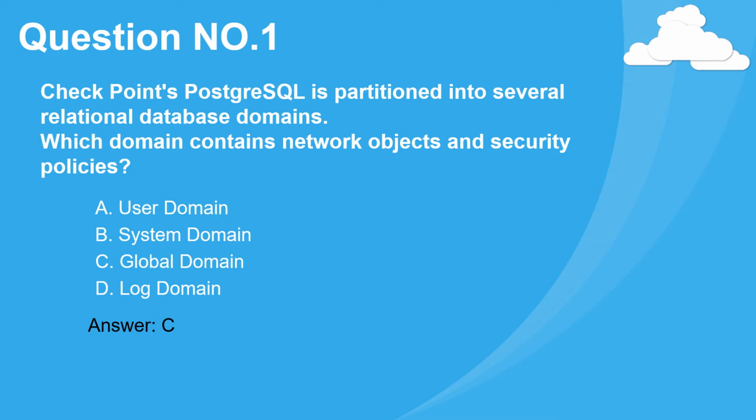Question No. 1. Check Point's PostgreSQL is partitioned into several relational database domains. Which domain contains network objects and security policies? A. User domain. B. System domain. C. Global domain. D. Log domain. Answer. C.